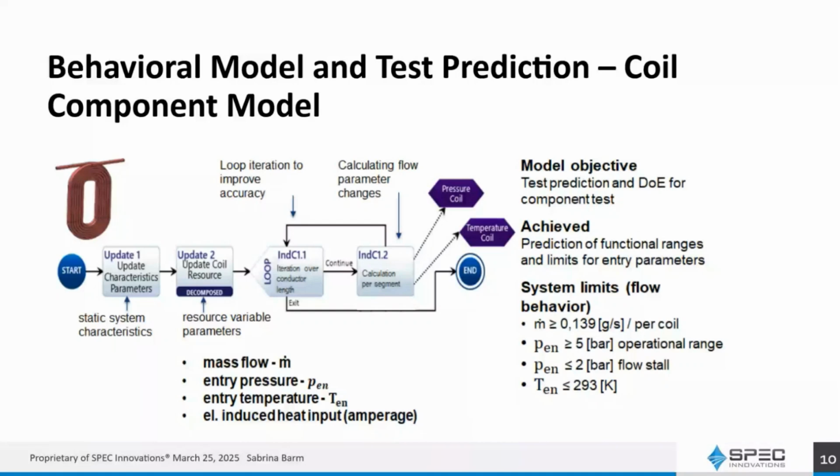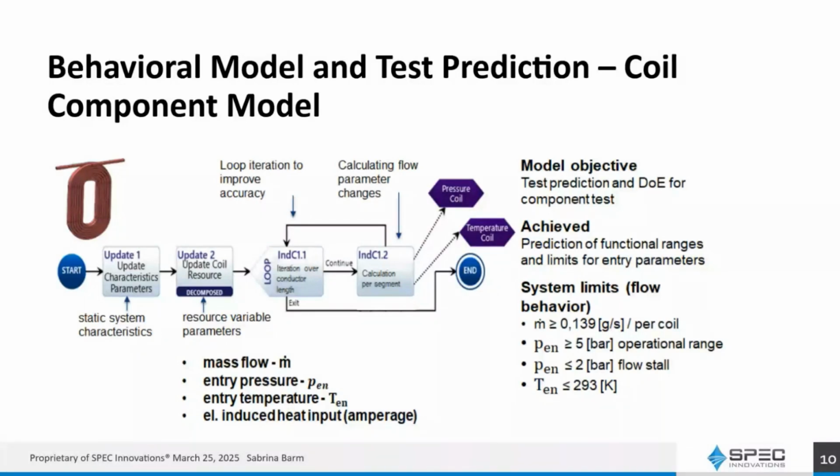For example, the entry pressure needs to be above 5 bar, and when we lower the entry pressure below 2 bar, we have a flow stall, which means the cooling medium flow is not happening anymore and the cooling system's not working outside of that range.